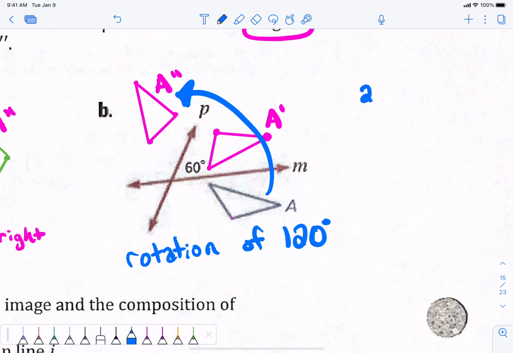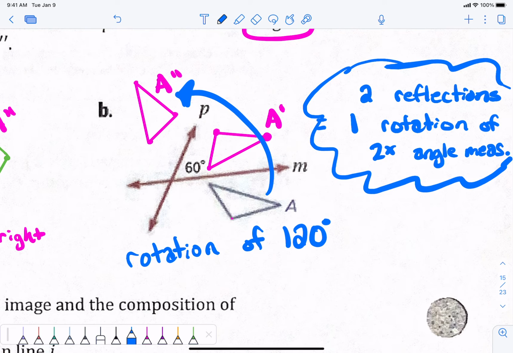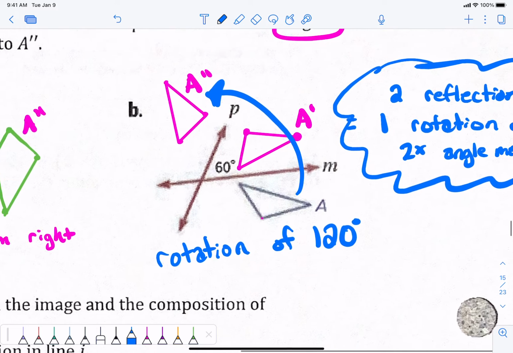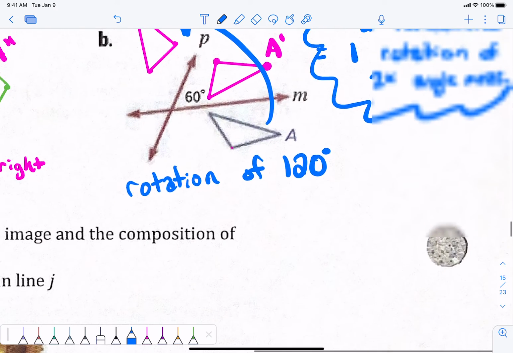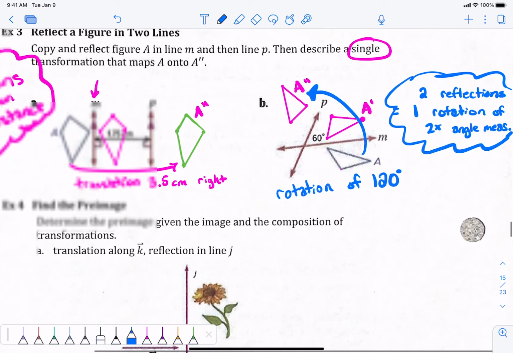So two reflections, in this case, when they're intersecting, two reflections equals one rotation of 2 times the angle measure. That's when your lines are intersecting and you're reflecting it twice. Over here my lines were parallel, so I could have just slid him over, right? Two reflections equals one translation. Make sense? Good? Okay, all right.